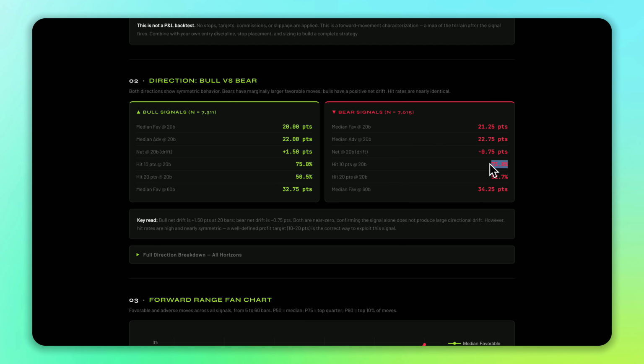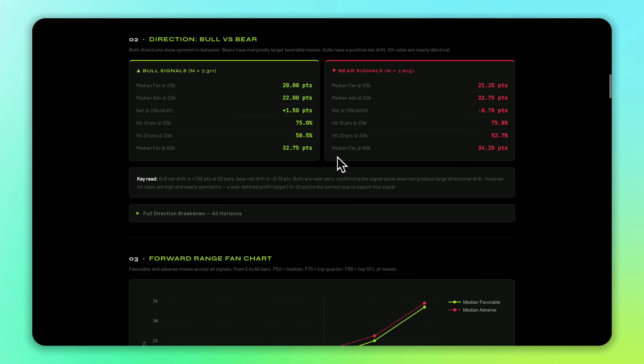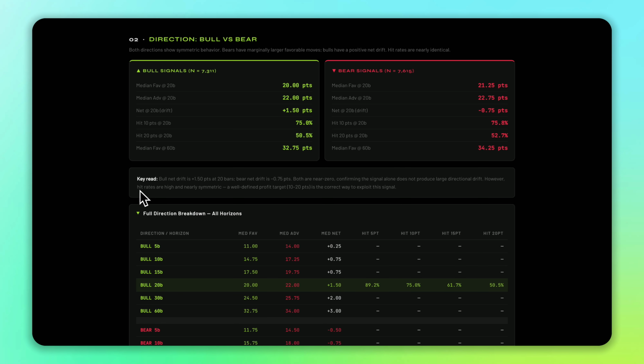Roughly the same hit rate, 75%, you'll hit 10 points at 20 bars. The interesting thing is that it's not skewed to one direction, right? There's good symmetry in the signal, essentially. So really, I think it's about trying to see what the bias for the day is, and then look for those signals, and you'll have a better chance. But it looks like the signal is well balanced as far as your favorable moves. You can see the table here for the full breakdown.